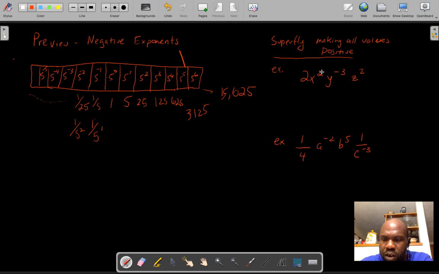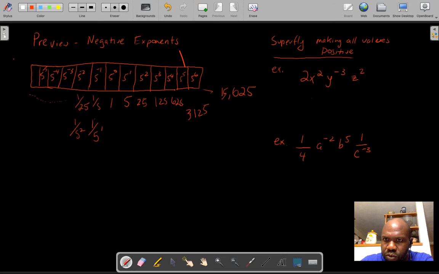Here we have 2 to the power of x squared, y to the negative 3, and then z to the 2. So we're going to turn all the negative values into positive. As you can see, this value right here is negative, so we're going to turn it into positive. How do we do that? We put it 1 over that. Basically, we take this whole part of the equation and put it underneath, into the fraction portion.